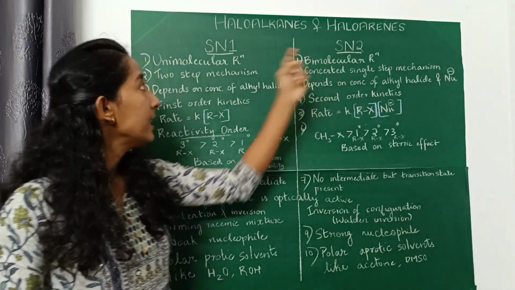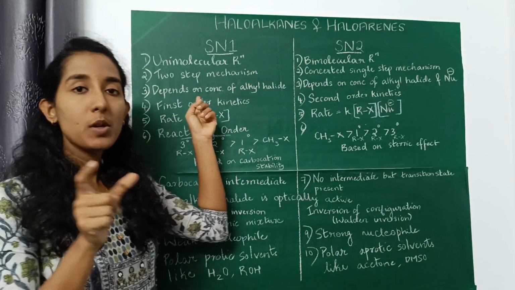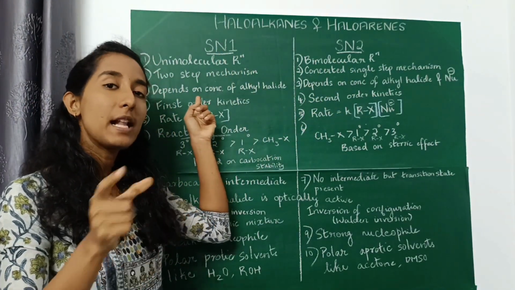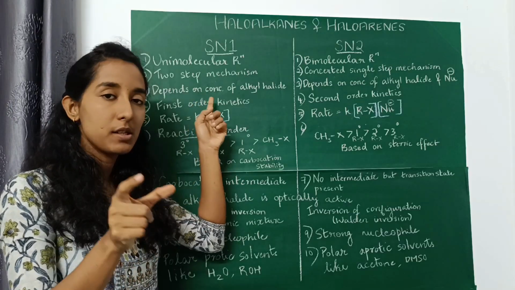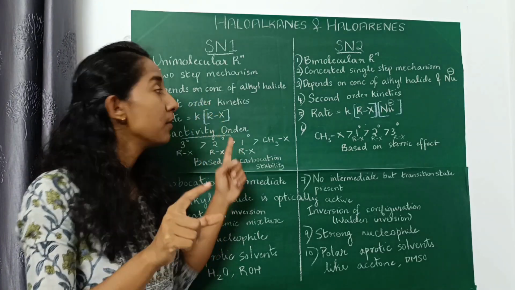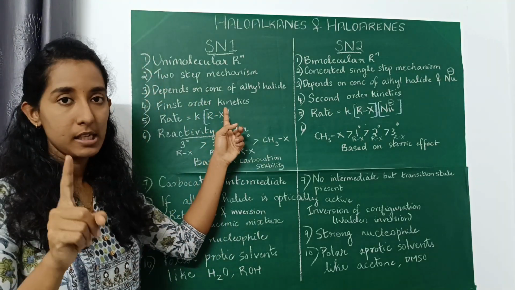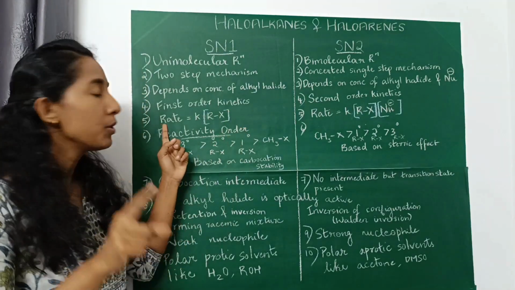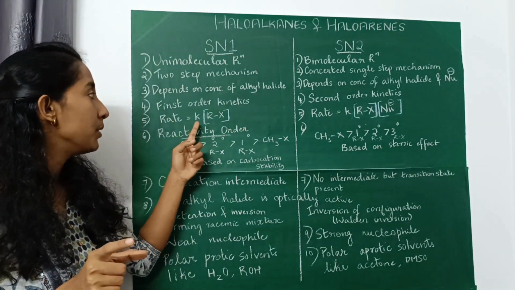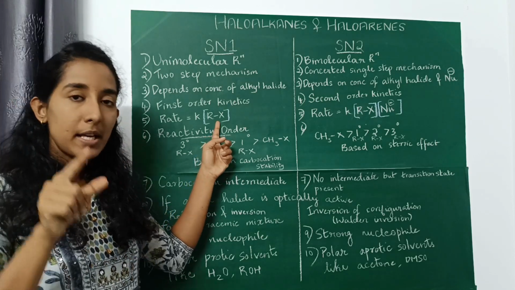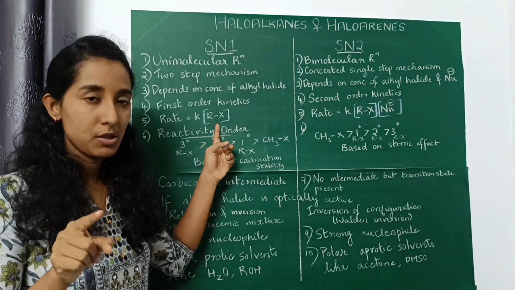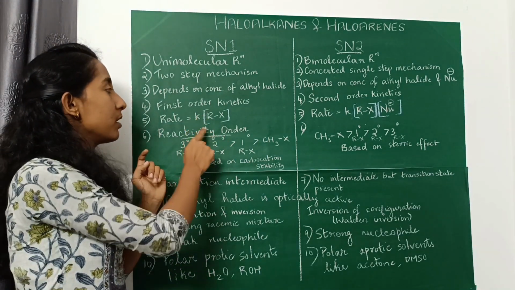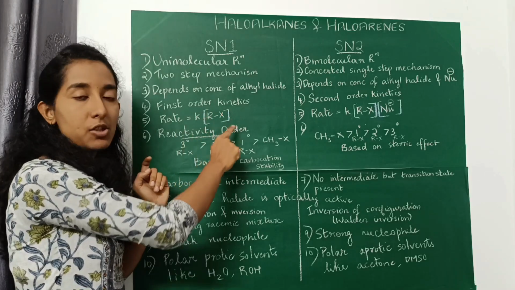Then in SN1, it depends on the concentration of alkyl halide. Actually, it depends only on the concentration of alkyl halide. So it follows first order kinetics because it depends on the concentration of one substrate. You write the rate expression as rate = k[RX]. Here the square bracket denotes concentration, so the rate depends on the concentration of RX.